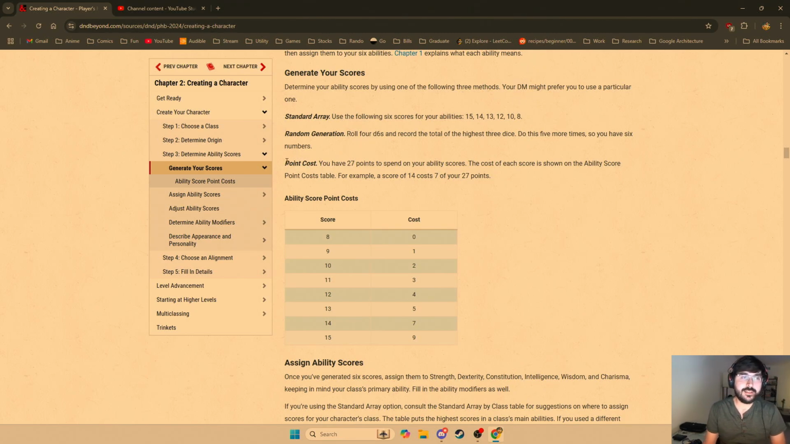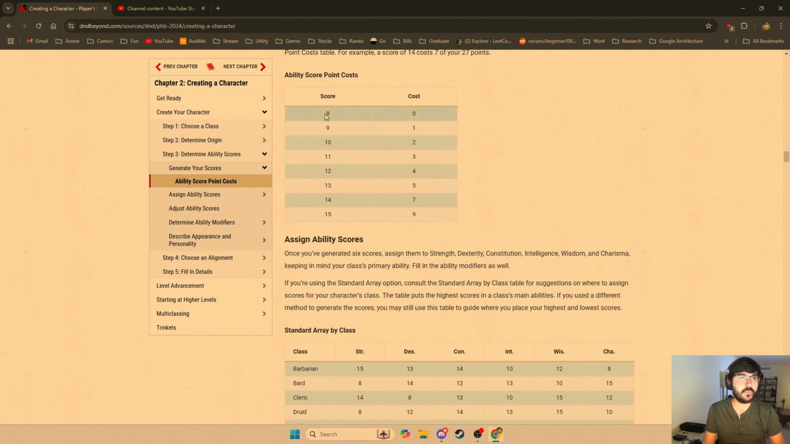Point cost. This is a personal favorite of mine because you can do a standard array. You don't necessarily have to do random. It really depends on what level of fantasy you're going for. The more points you allow, the stronger your characters are out the gate. And it can really affect your capabilities. So 27 point buy is pretty common, but I've heard of 30 point buy and higher than that. But 27, I'd say, is the most common one.